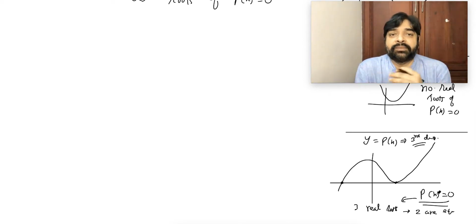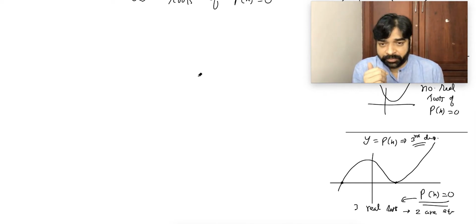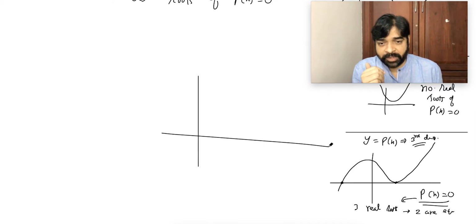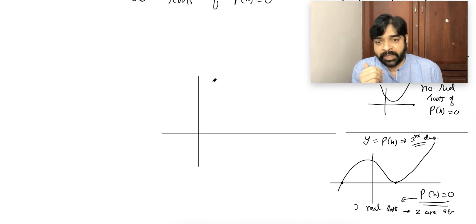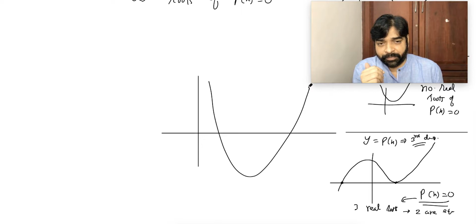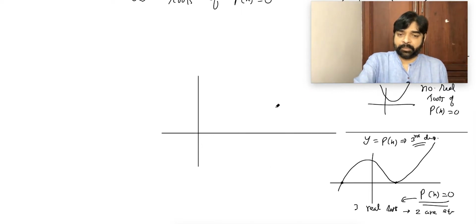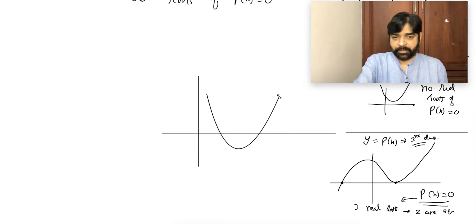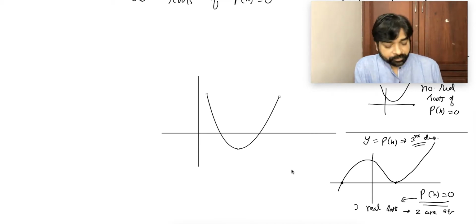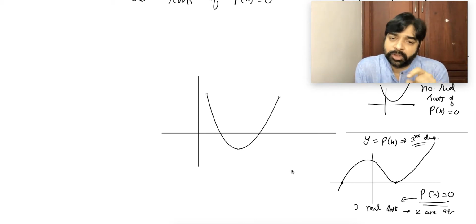Are you able to understand? When it touches, it means 2 roots are equal. Sir, why? Look. This point you have to understand. Suppose one graph is this way. Wait a moment. This is the graph. Watch carefully, everybody. Some graph, I don't know. If I ask you how many real roots, you will say 2 real roots. Why? Because there are two intersections.